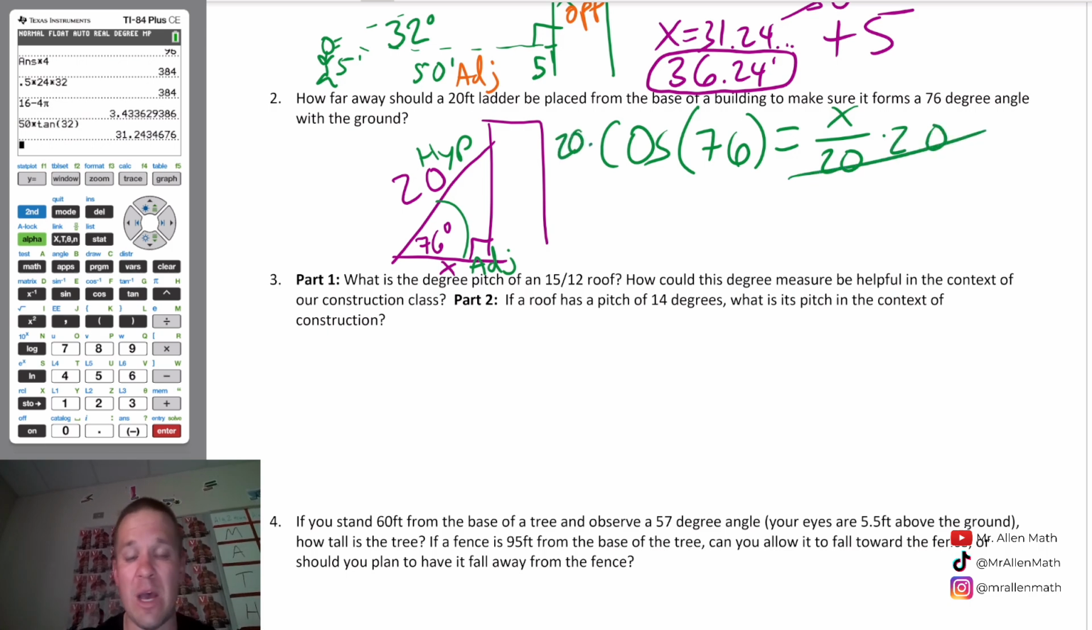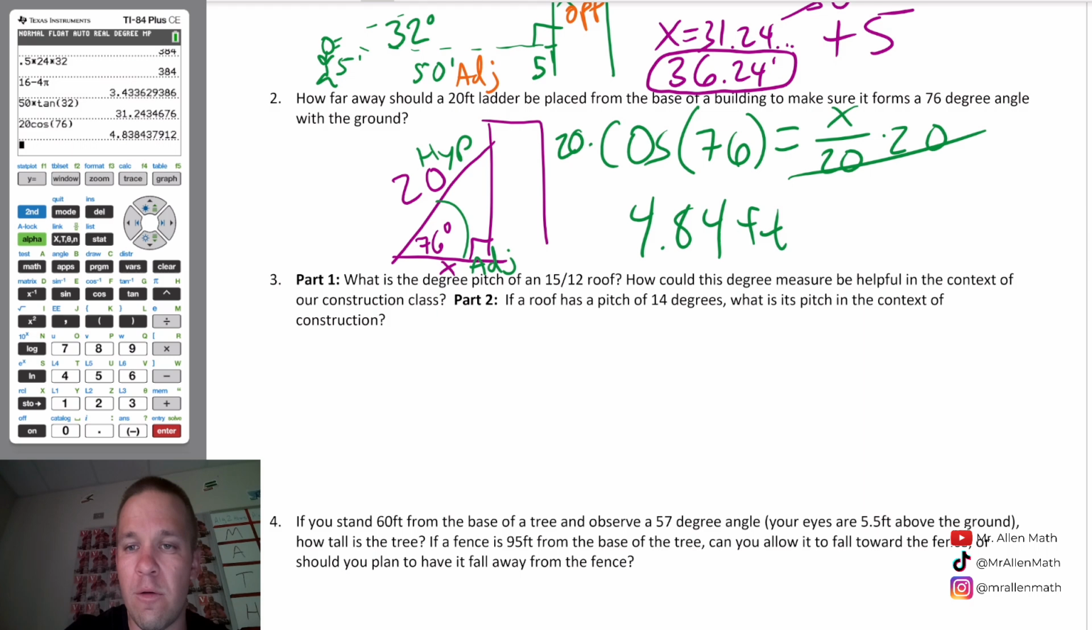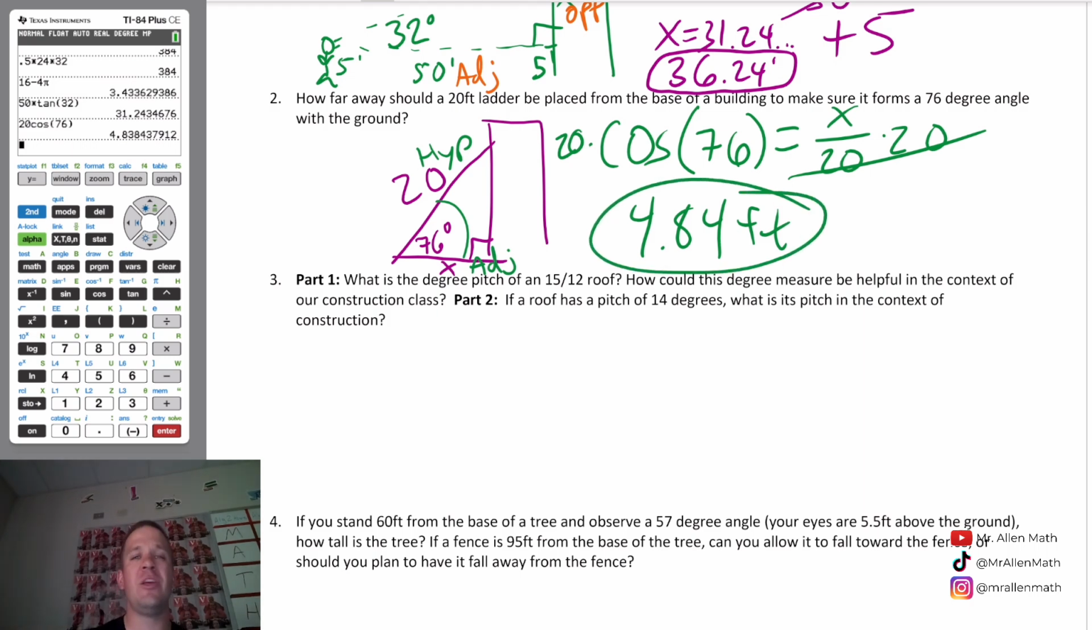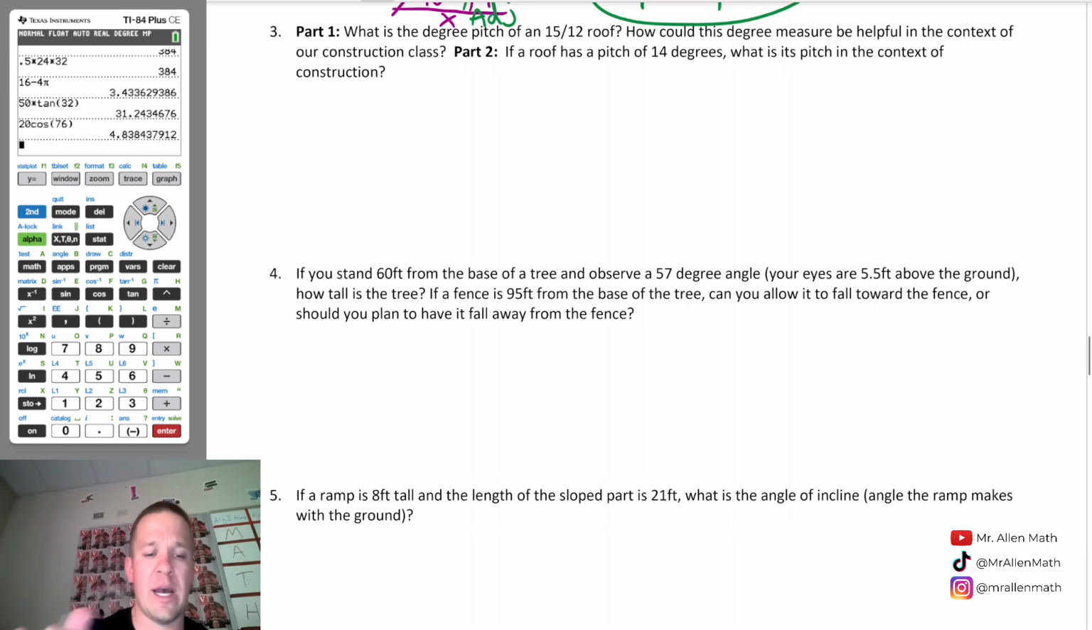I can just type this in once again. This is nice. Easy algebra so far on these. I'm sure they'll get a little more complicated as we go, but not too bad so far. Boom, 76, close parentheses, hit enter, 4.838, so 4.84 feet. Now you've mathed it up, popped it in that TI, and you're going to set that ladder just perfectly. Okay.